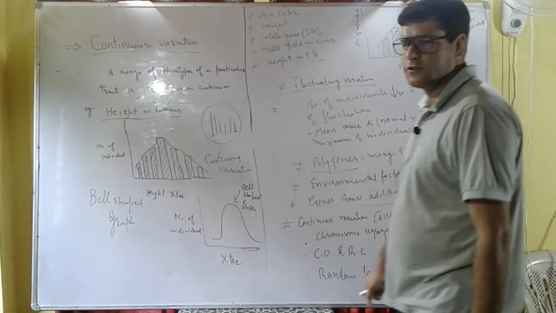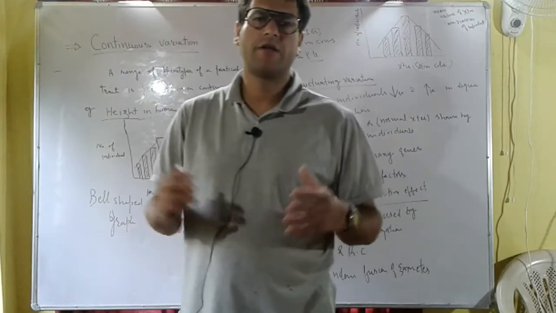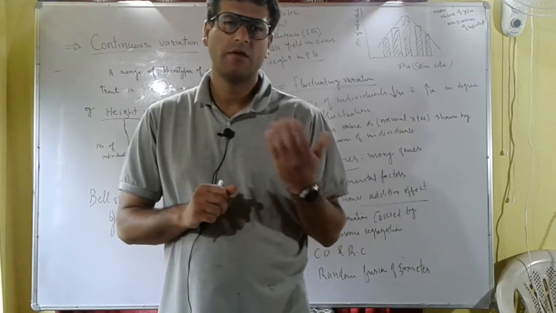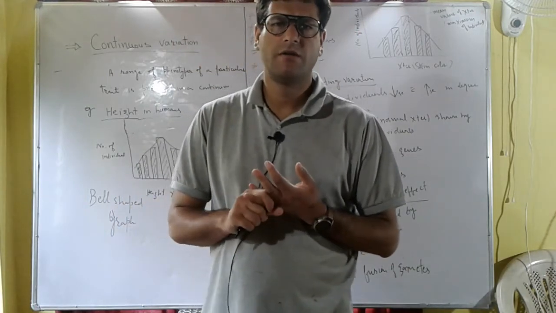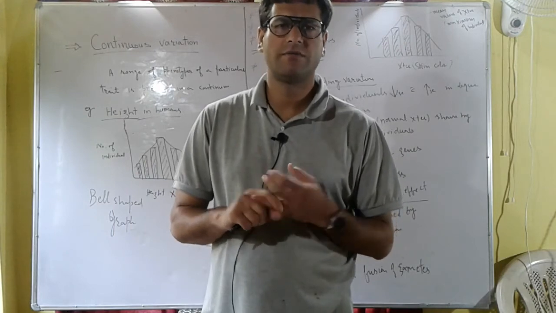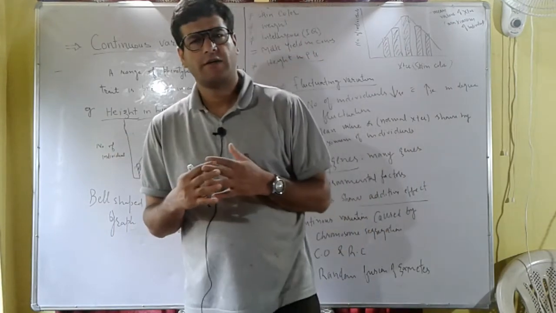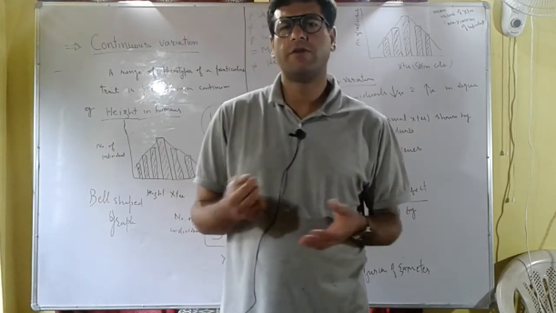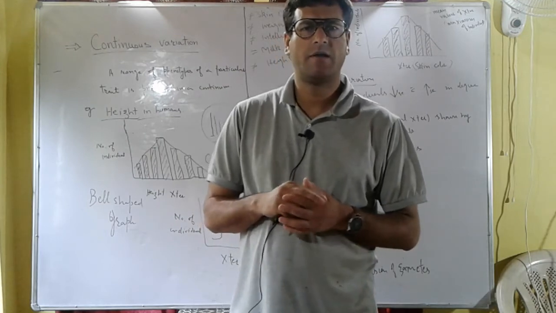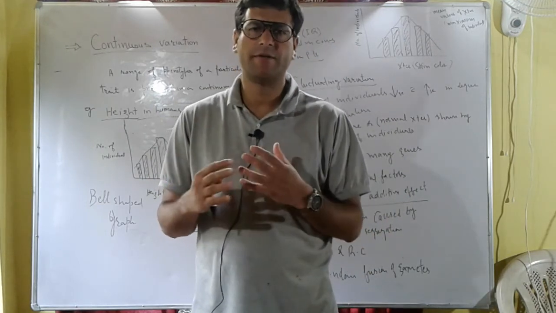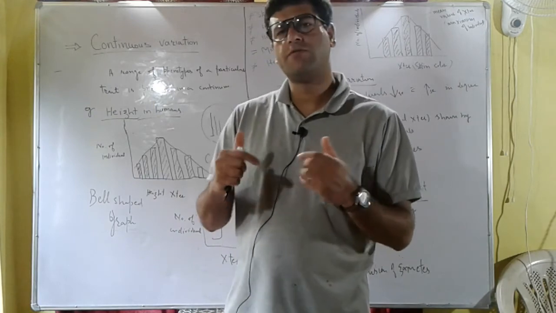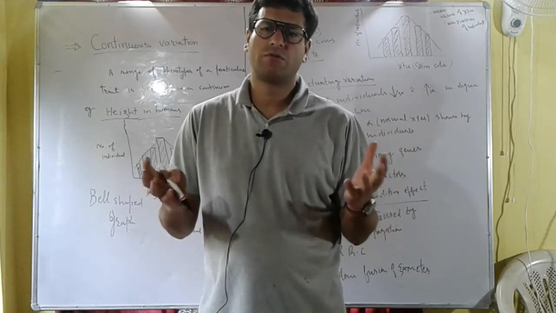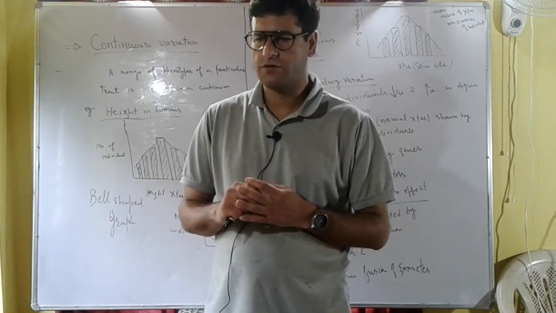So continuous variation is caused by the segregation of chromosomes at the time of gamete formation. It is caused by recombination and crossing over, that is, exchange of genes between the homologous chromosomes during meiosis. It is also caused by the random fusion of gametes. Which male gamete will fuse with which female gamete is a matter of chance. It is also responsible for continuous variation.